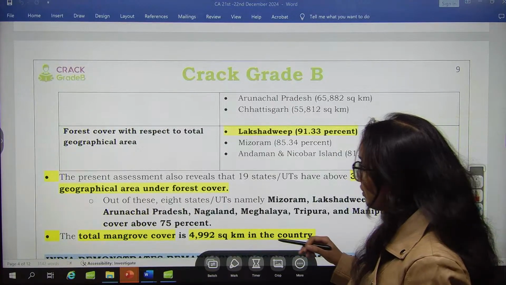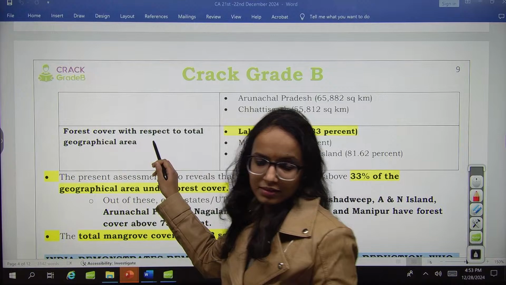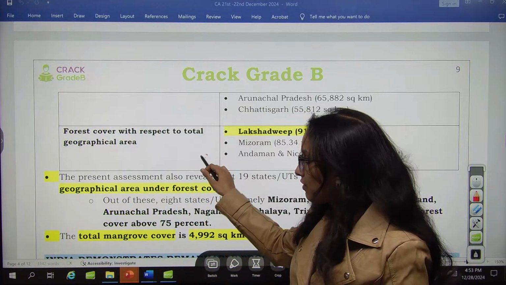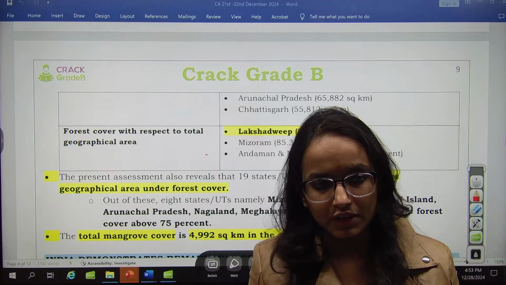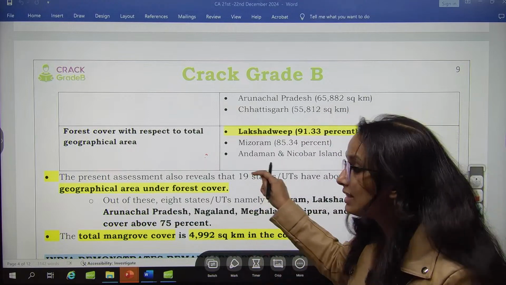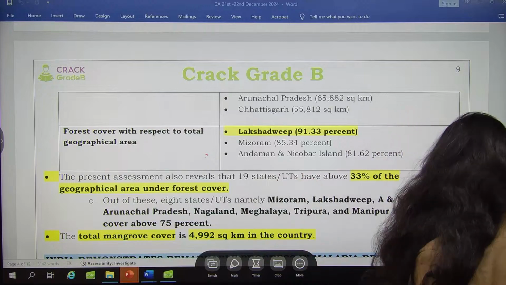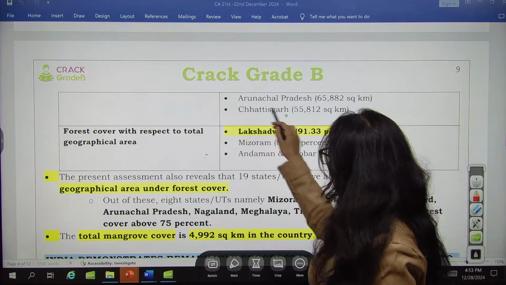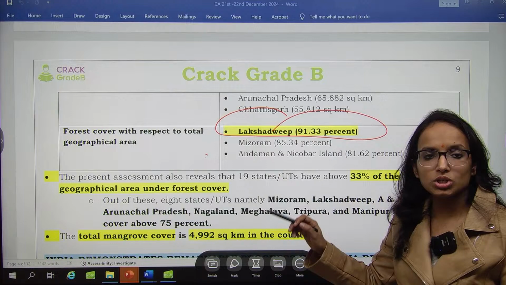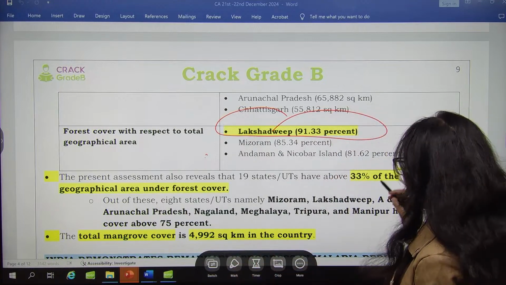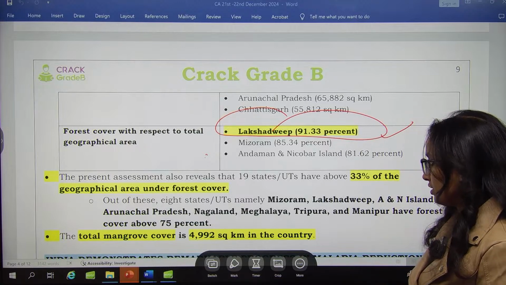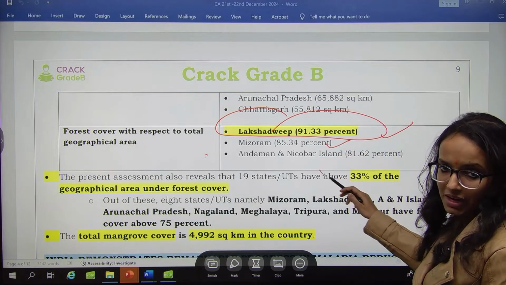Then forest cover with respect to total geographical area. Now, as I was saying, forest cover with respect to total geographical area, that out of your total geographical area, how much is the forest cover? In this category, Lakshadweep is at the top. Remember, in this category, Lakshadweep is at the top. So out of the total geographical area of Lakshadweep, 91.33% is covered under forest, followed by Mizoram and Andamans and Nicobars.